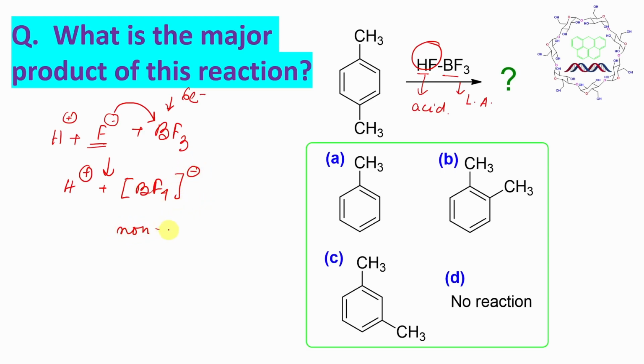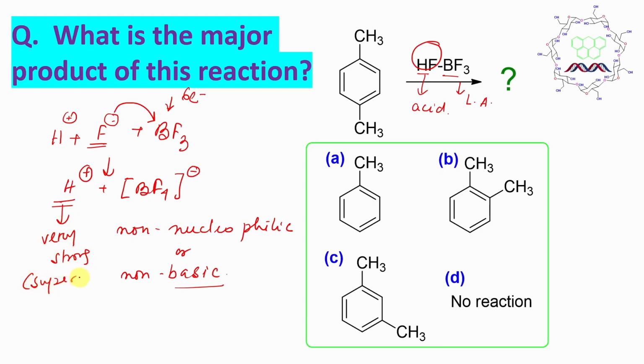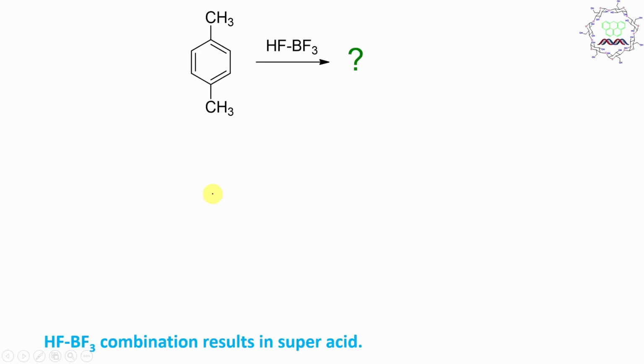This is actually a non-nucleophilic or non-basic anion. Very unique. So consequently, this H plus is a very strong acid, and often it is called a superacid. By the way, I have already discussed a dedicated lecture on this. Check the description box and I button. Now, it's a very strong acid. Individually, HF is a weak acid, but this HF-BF3 combination results in a very strong acid. So this reaction will produce a very strong acid or superacid.